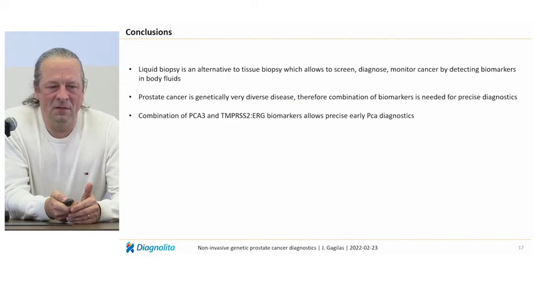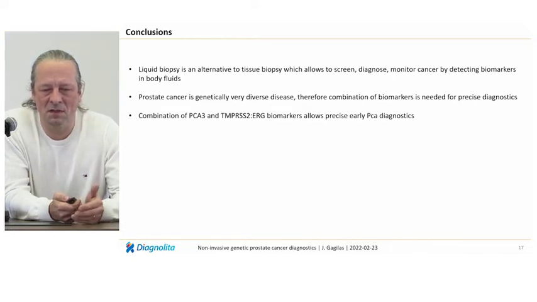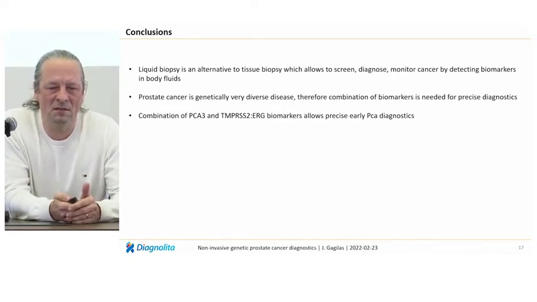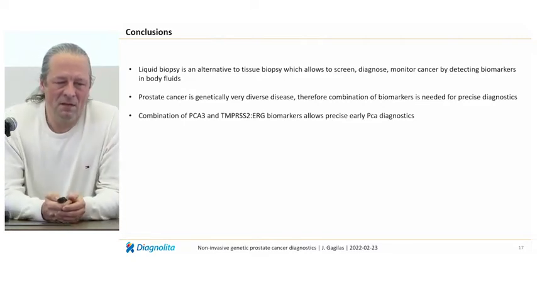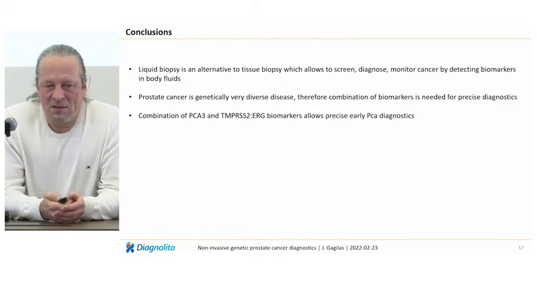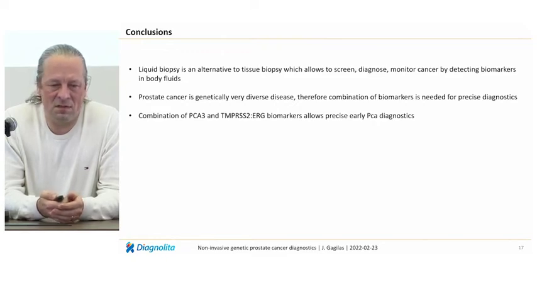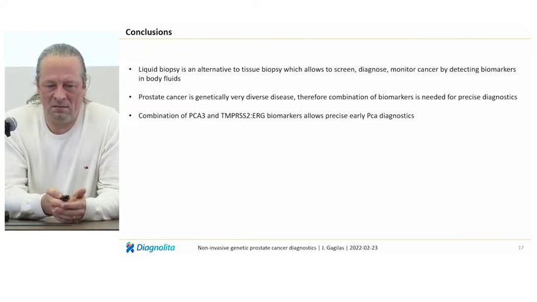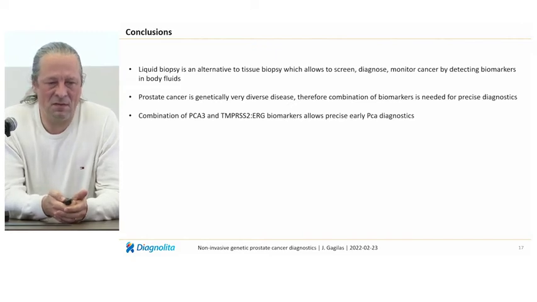And I would like to conclude that liquid biopsy is an alternative to tissue biopsy, which allows to screen, diagnose, and monitor cancer by detecting biomarkers in body fluids. Prostate cancer is a genetically very diverse disease. Therefore, a combination of biomarkers is needed for precise diagnostics. And the combination of PCA3 and TMPRSS2-ERG biomarkers allows precise early prostate cancer diagnostics.